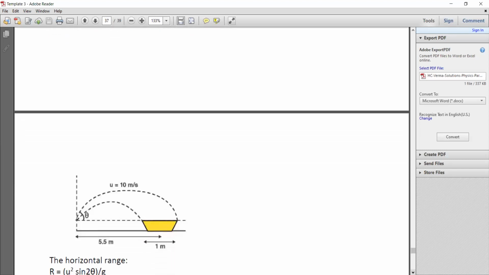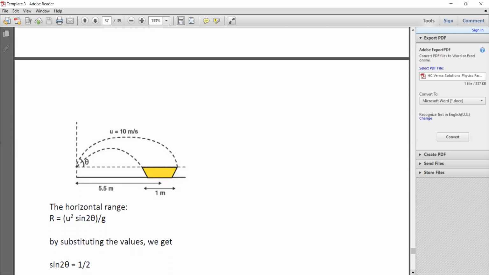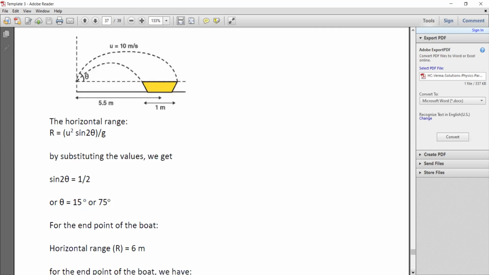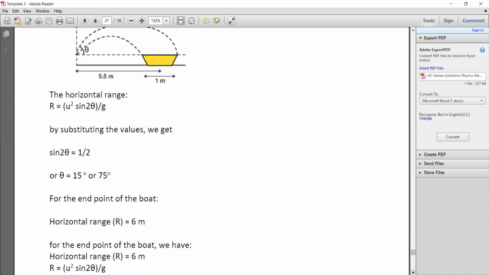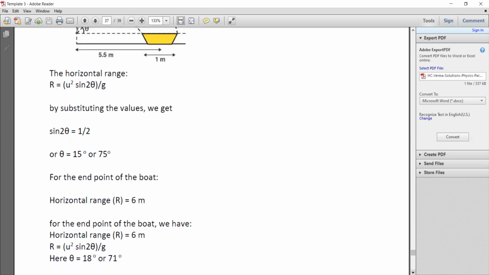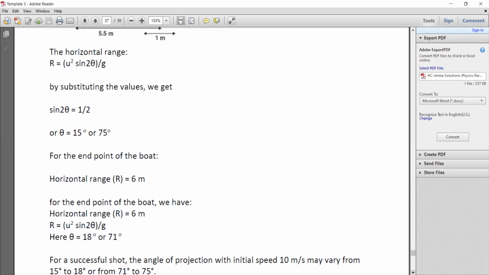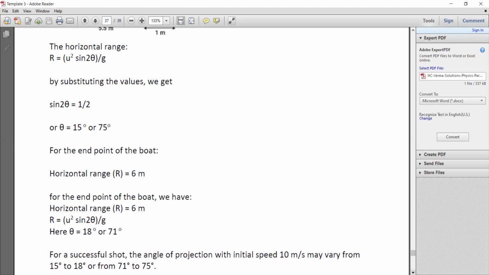The horizontal range, R equals u squared sine 2 theta by g. By substituting the values, we get sine 2 theta equals 1/2, or theta equals 15 degrees or 75 degrees. For the end point of the boat, horizontal range R equals 6 meters.